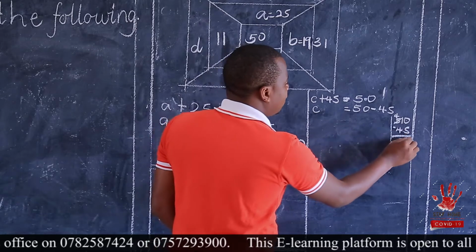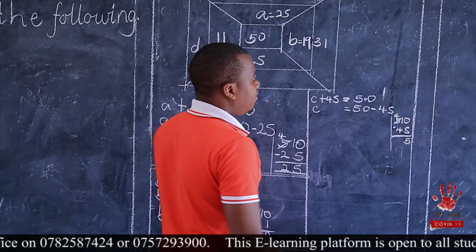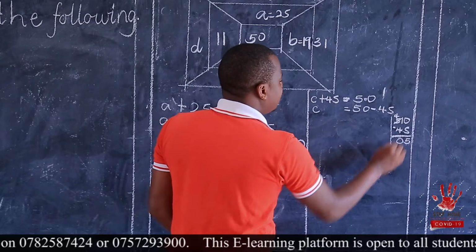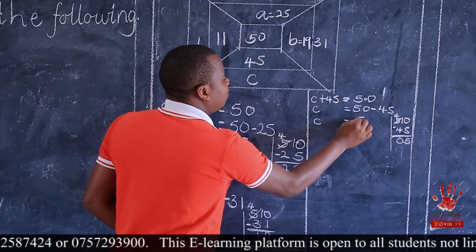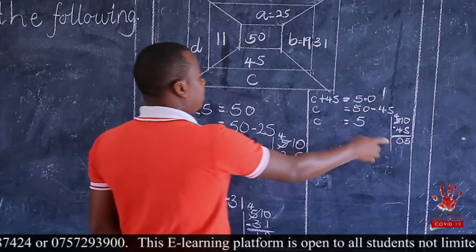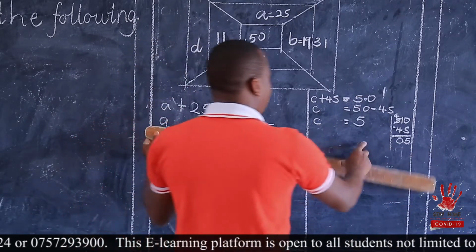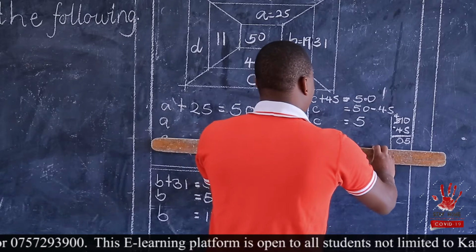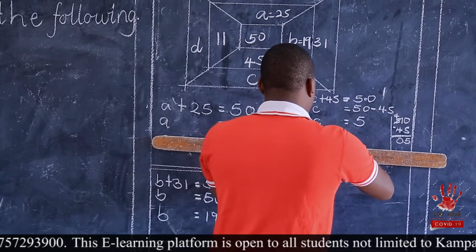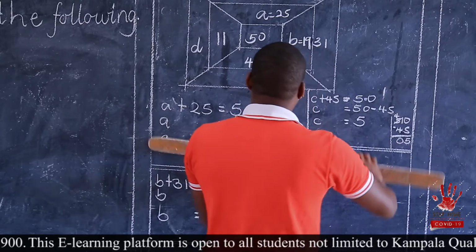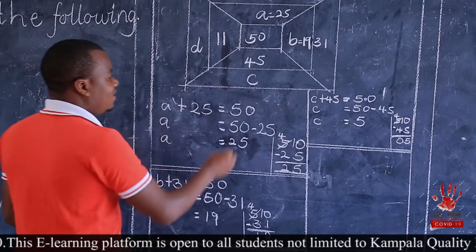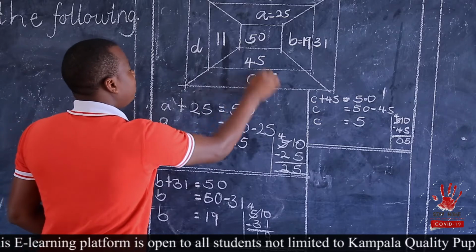What is 10 take away 5? That is 5. Then 4 take away 4 is 0. So we shall say C equals 5. You cannot say 0, 5. 0 does not begin a whole number. So 0, 5 is the same as 5. I hope you are getting that, my good children there at home. This is equal to 5.